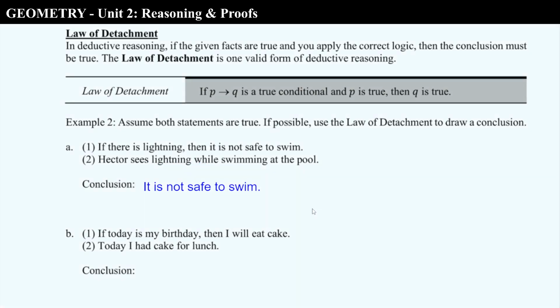And in B, if today is my birthday, then I will eat cake. Today I had cake for lunch. Can we conclude that it's my birthday? Well, no, because I can have cake any other day of the year for lunch. It does not have to be my birthday. We only know that on my birthday I will eat cake, but we can't necessarily say that I will eat cake only on my birthday. Okay, so there is no conclusion here for this one.